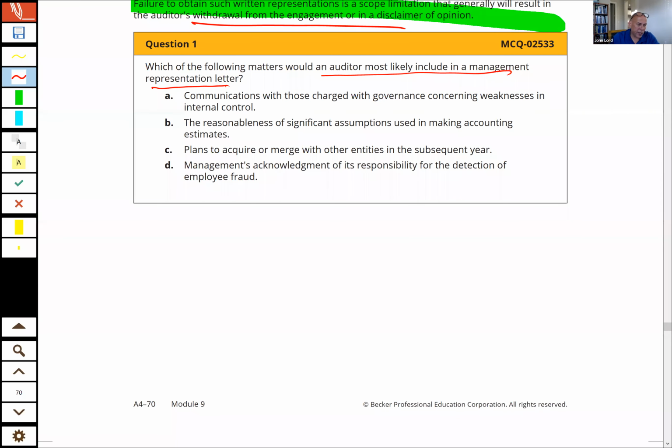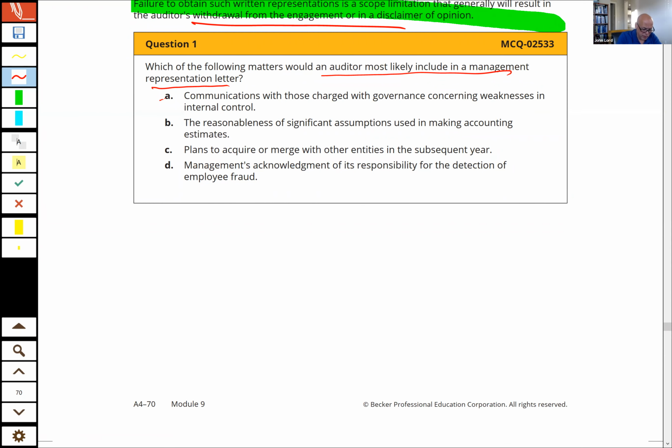So if it's from management to the auditor, would management be talking to the auditor about communications with those charged with governance concerning weaknesses in internal control? No. If there are weaknesses in internal control, we're going to see in a minute, that's something the auditor would want to make sure is reported to those charged with governance, but we don't expect them to put weaknesses about communications that they had with their board of directors in the representation letter they send to us.